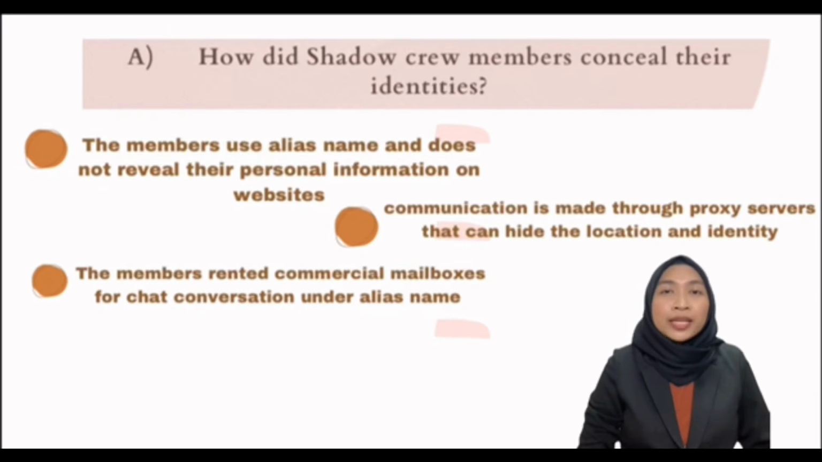So, I will start with question A. Before that, I would like to summarize the case first because it is related to the question.